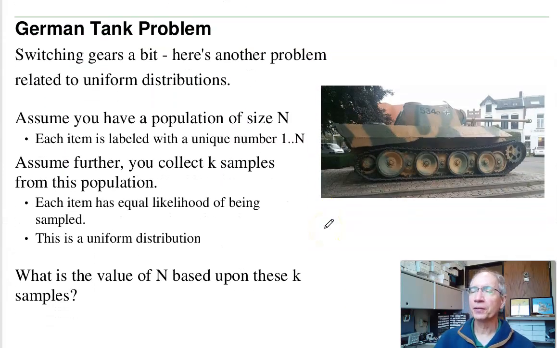Switching gears a little bit. Here's an application of the uniform distribution. Now, suppose I have a population of size n, and each item is labeled 1 through n. I then sample k items at random from that population. From that sample, how do I calculate how large n is? And again, I'm going to assume that when I collect those samples, that's a uniform distribution. Every item that I sample has equal likelihood of being sampled.